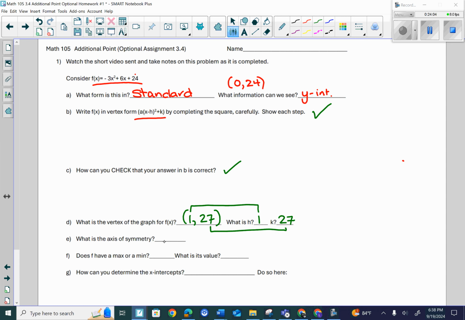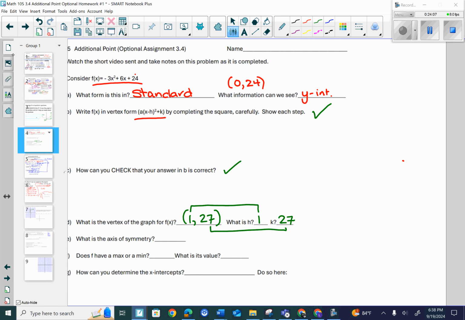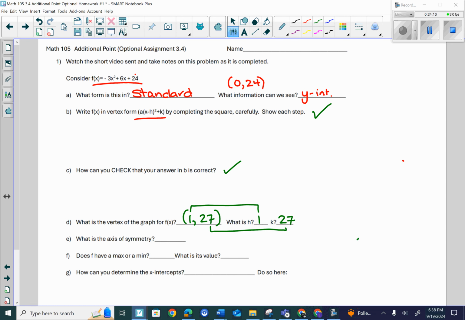The axis of symmetry, if you think about the parabola going through that vertex 1, 27, and since A, I believe, is -3, so I have a downturning parabola, and that axis of symmetry goes right through 1, 27. So it has an equation of x equals 1. And since that A is negative, we do have a max. Its value is 27.